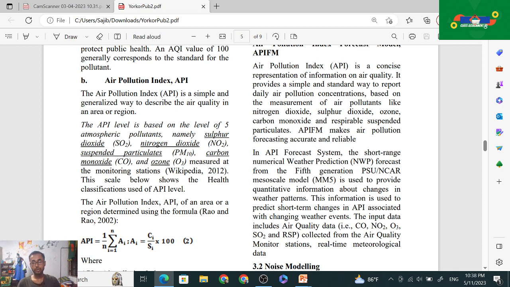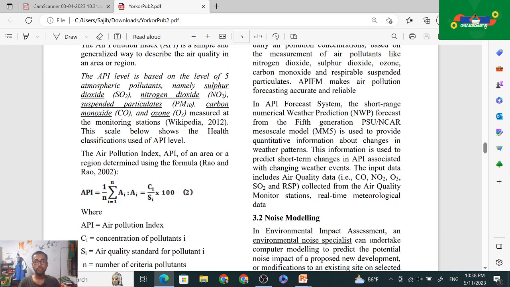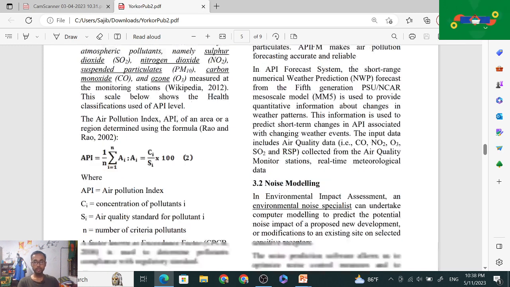In the API forecast system, the short range numerical weather prediction NWP forecast from the 5th generation PSU and NCAR mesoscale model MM5 is used to provide qualitative information about the changes in the weather pattern, and this information is used to predict the short-term changes in API associated with changing weather events. The input data includes air quality data, carbon monoxide, nitrogen dioxide, ozone, sulfur dioxide, RSP collected from the air quality monitor stations, and real-time meteorological data.